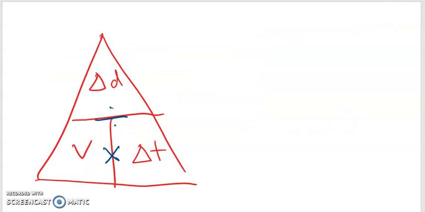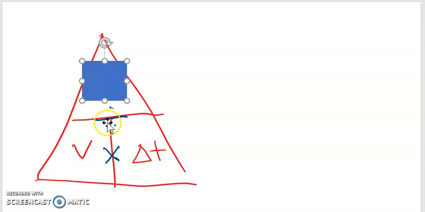To use it, we simply cover up what we're trying to find out. So let's say we wanted to find out distance. We cover up the d, and what are we left with? Velocity multiplied by time. So if we wanted to find out distance, we do v times t.